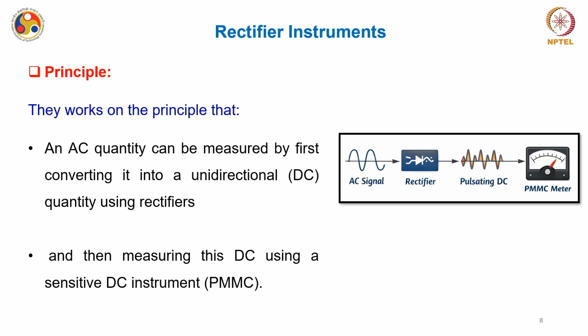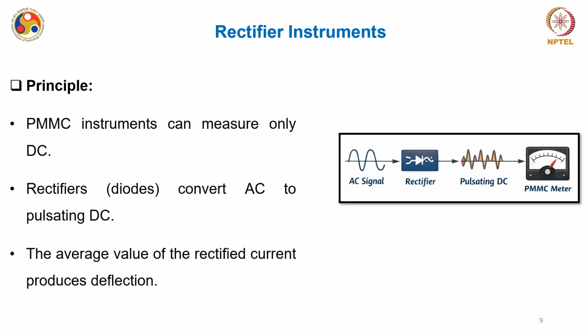The principle of operation is very simple, as we have understood. The AC quantity that is under measurement, first you have to convert this to DC, and then measure this DC using a DC instrument, preferably a PMMC. So this is a typical structure or stages of measurement. You have an AC signal, and a rectifier. This will give you a pulsating DC, like this, or say even like this. And then you have your meter which is measuring this pulsating DC value.